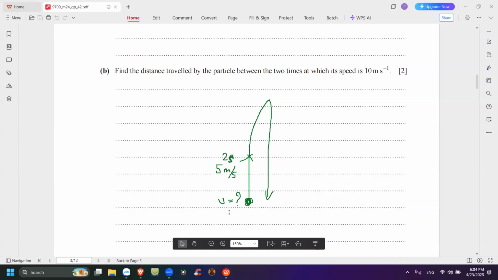Why? Because if it's smaller than 10, then you would not have the second time. Cái u này bắt buộc phải lớn hơn 10 thì đâu đó ở chỗ này nó mới có một cái 10. Rồi sau đâu đó nó có cái 10 ở đây chẳng hạn. Rồi mới tính được cái tổng cái đoạn này.